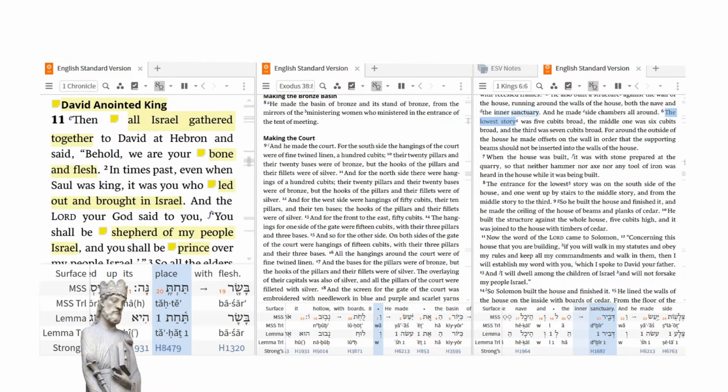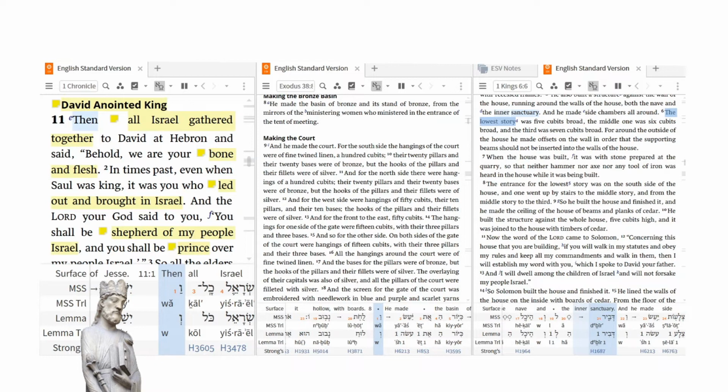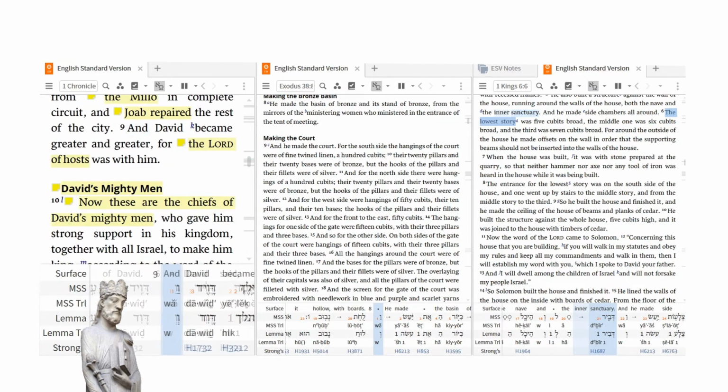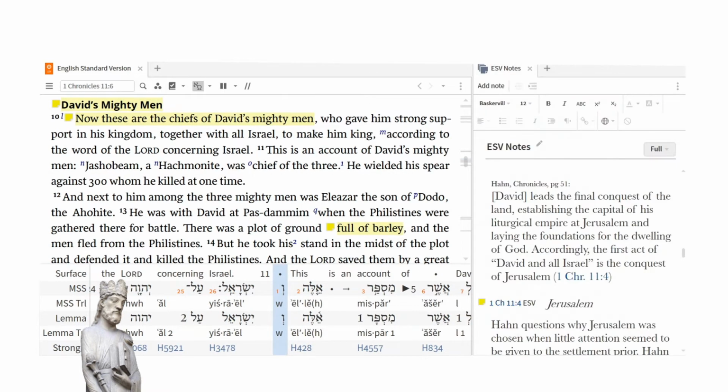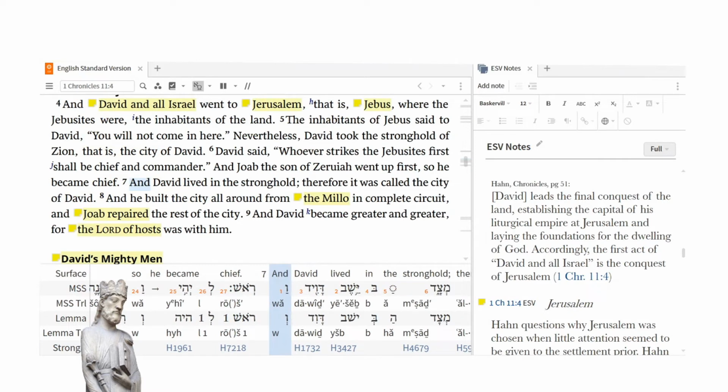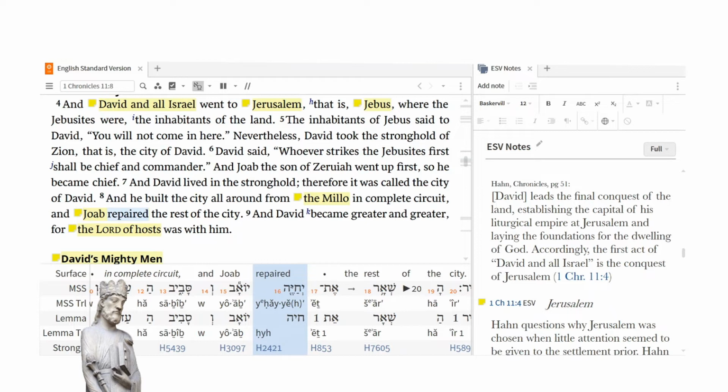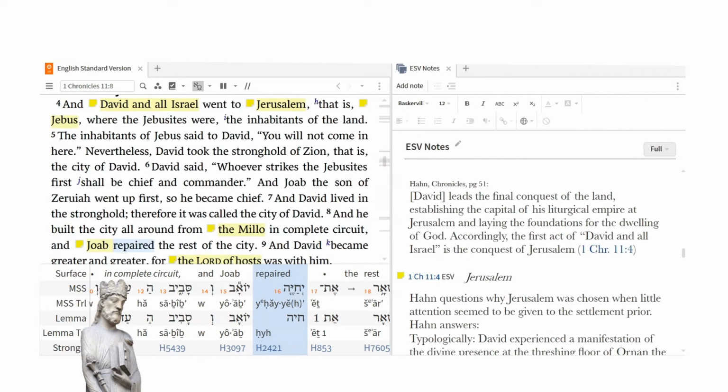What this has to do with First Chronicles 11 specifically is, again, it's part of that typology of Israel being the bride, the king being the head, and I think it's evoked here in this language of bone and flesh, but also here down at the end of this chapter. So we have this note here that they built the city all around from the Millo in complete circuit, and Joab repaired the rest of the city. This term here, repaired, is very odd to use in construction language.